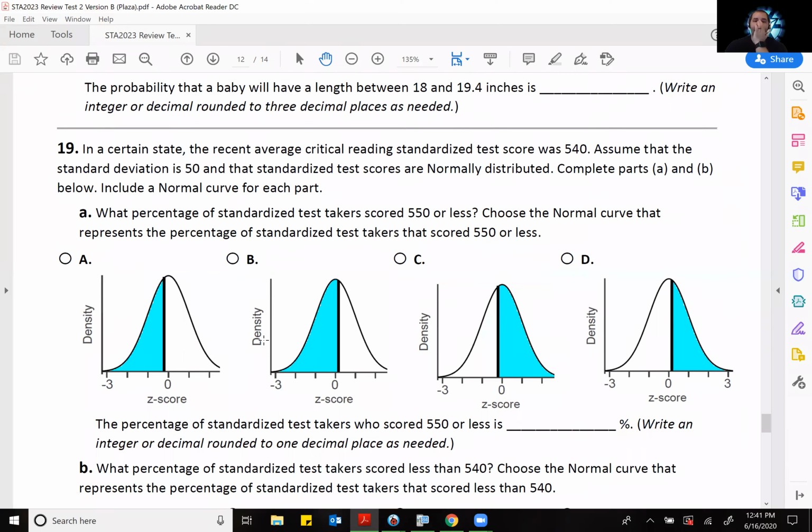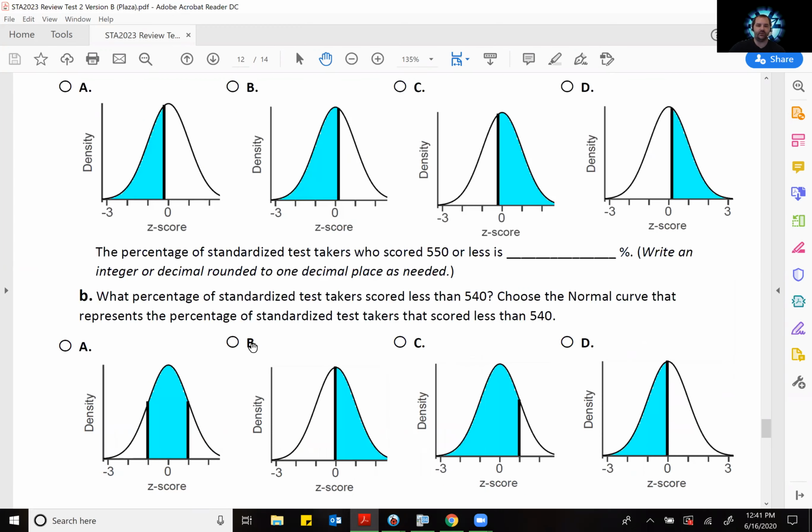So it says in a certain state, the recent average critical reading standardized test score was 540. So there's our mu. Assume that the standard deviation, there's our sigma, is 50. The standardized test scores are normal. Cool. So again, they want to know the following information. And there's only 2 of these.